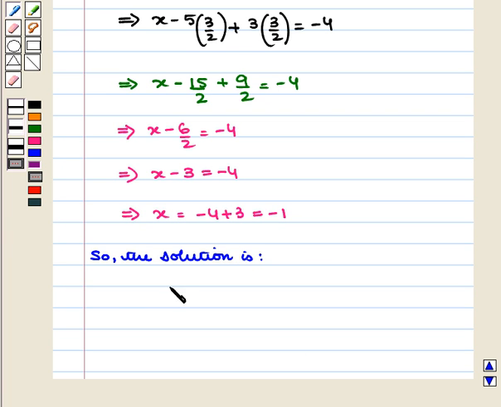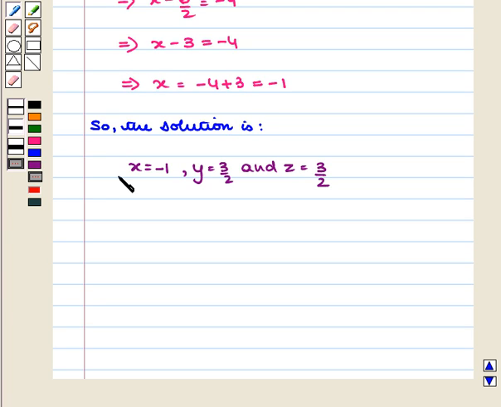So the solution is x equal to minus 1, y equal to 3 by 2 and z equal to 3 by 2. This is the required answer.